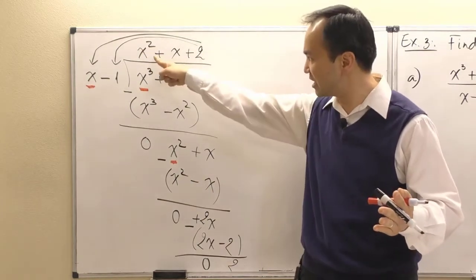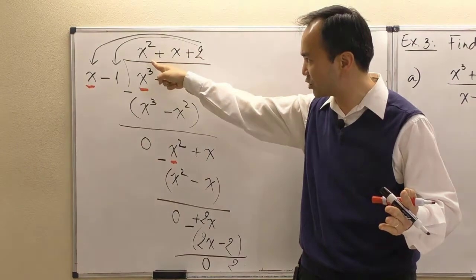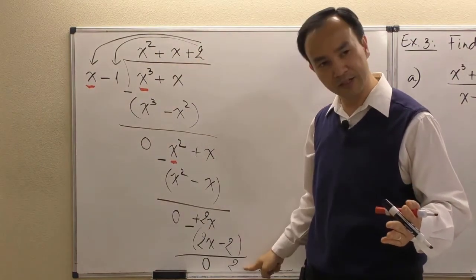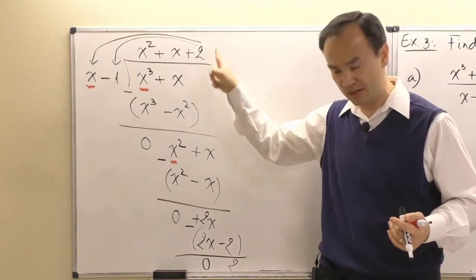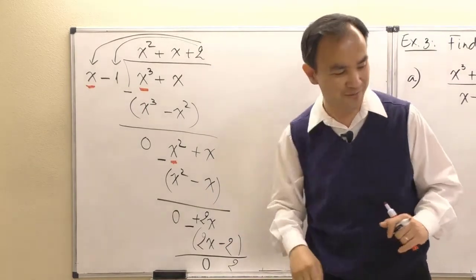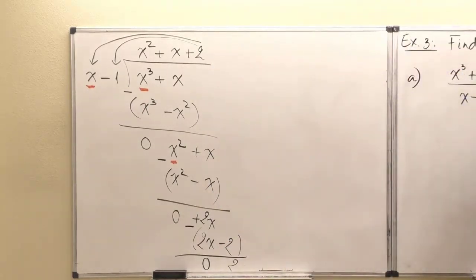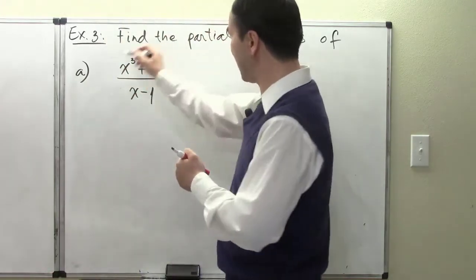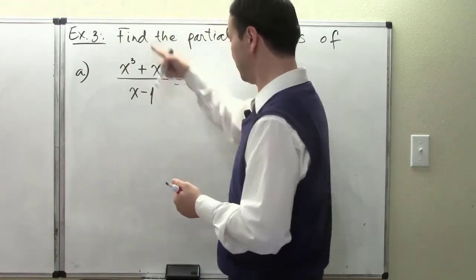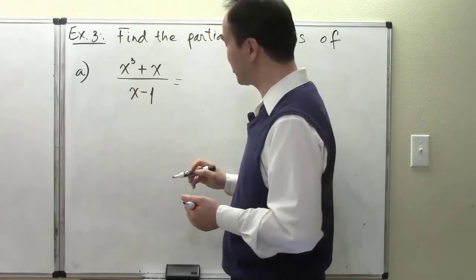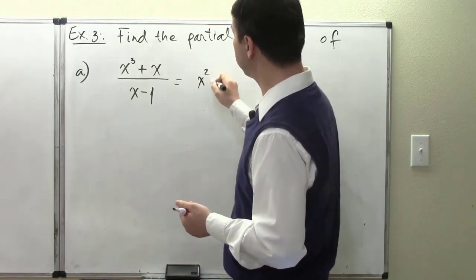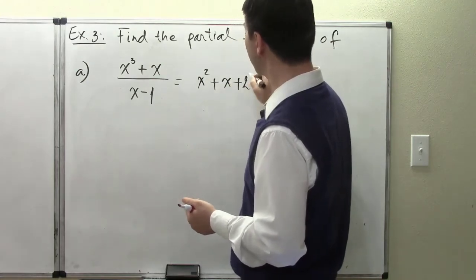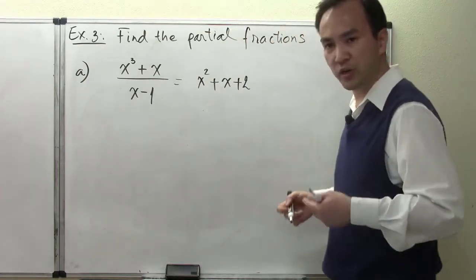So the quotient here, let's observe that carefully. X squared plus x plus 2. And this is a positive 2. They happen to be the same 2, but they don't mean the same thing. And so now, that means after the long division, we broke down our rational expression into the following. All of this equals x squared plus x plus 2. That's the quotient part. And then what do we do with the remainder?